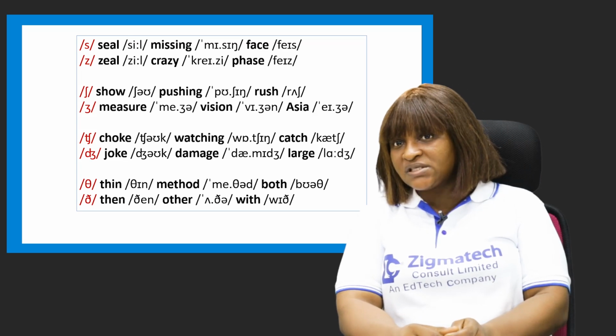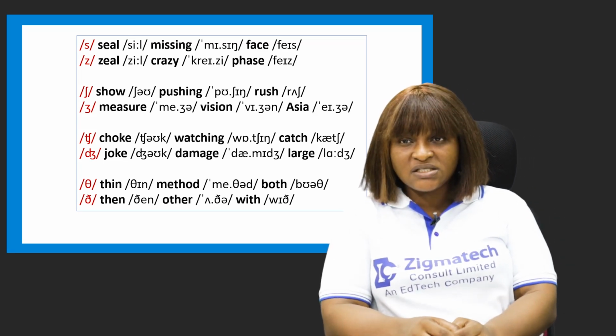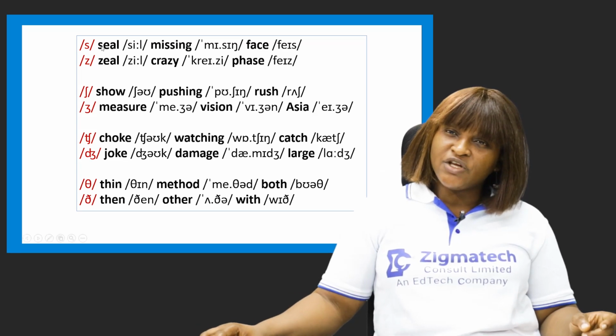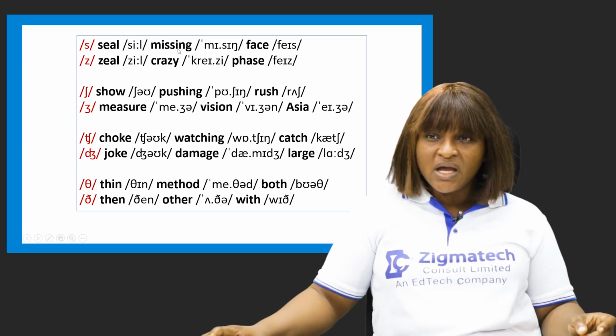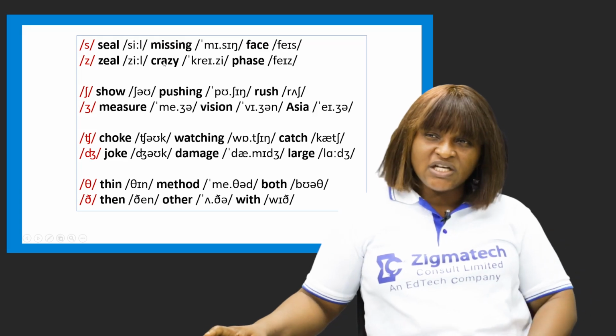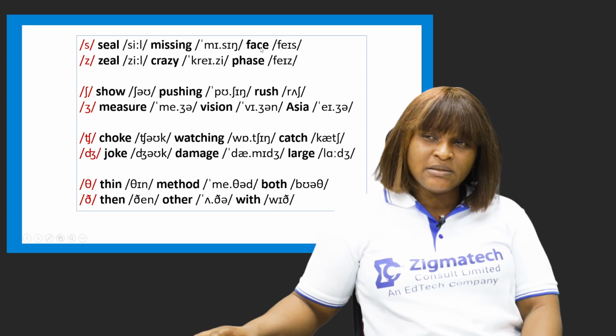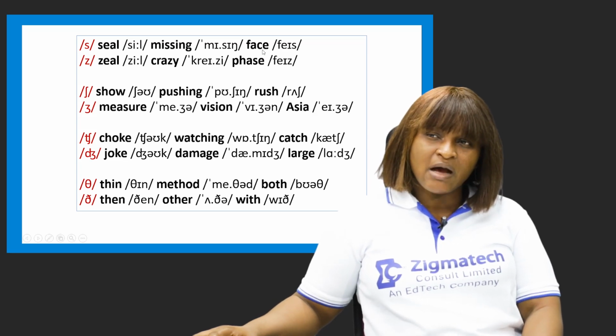Then we have the S and the Z sound. You have seal at the initial stage, missing at the middle stage, and face. Remember, I told us that we have cases where the letter C changes to the sound S.